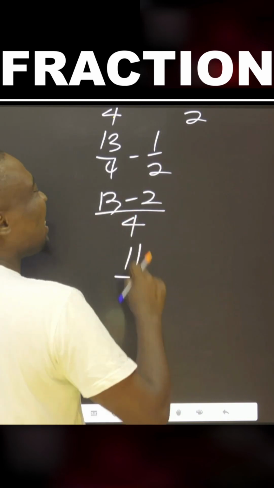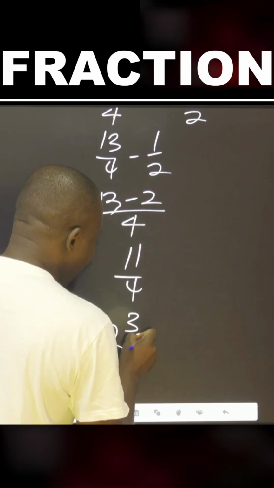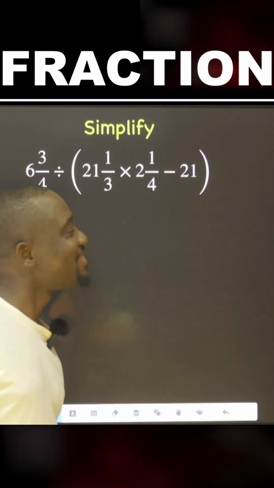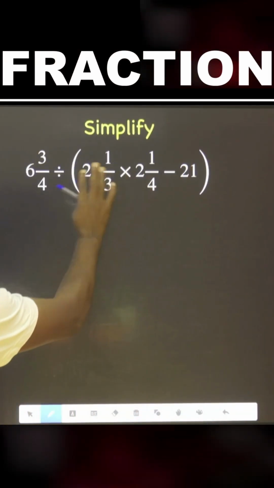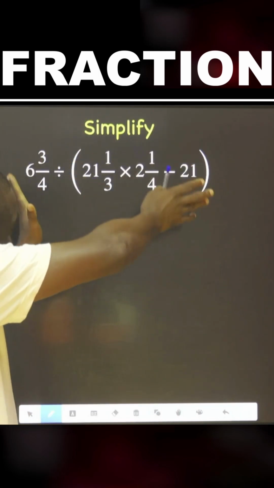How many 4 in 11? There are just 2 fours. That is 2 whole number, 3 over 4. Let's look at this. This is 6 whole number, 3 over 4, divided by, then bracket open and close.